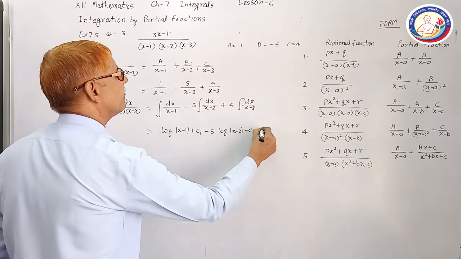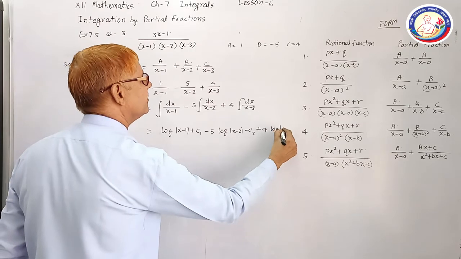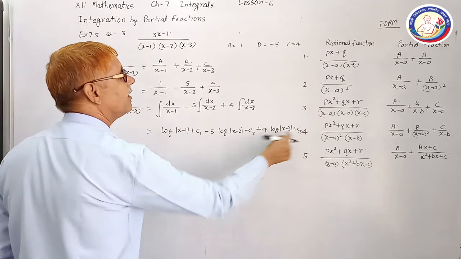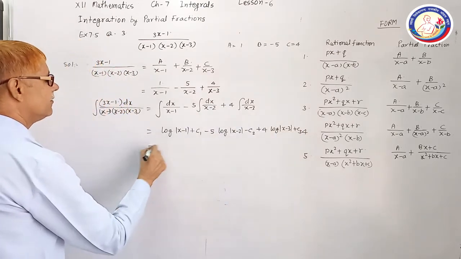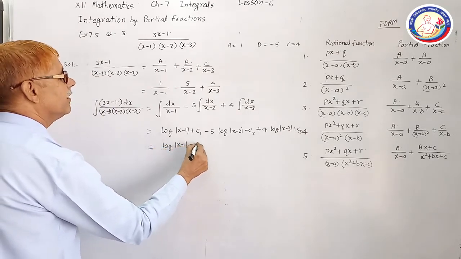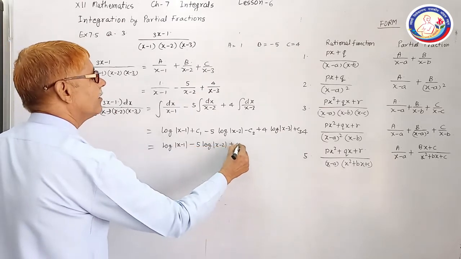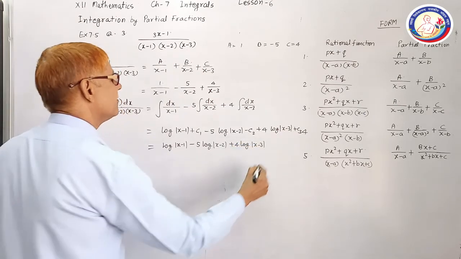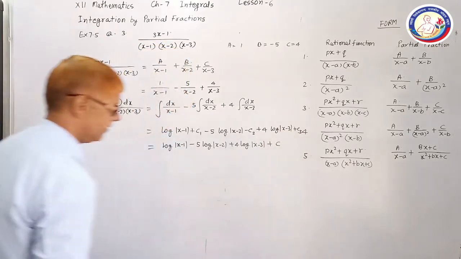Minus c2 plus 4 into log of x minus 3 plus c3. You can multiply this by 4 or this by minus 5. It makes no difference at all. So we will have log of x minus 1 minus 5 times log of x minus 2 plus 4 times log of x minus 3 plus a single constant of integration, put it directly here as c.